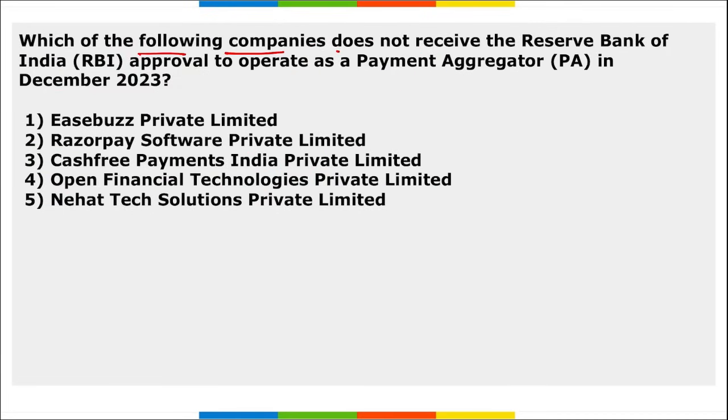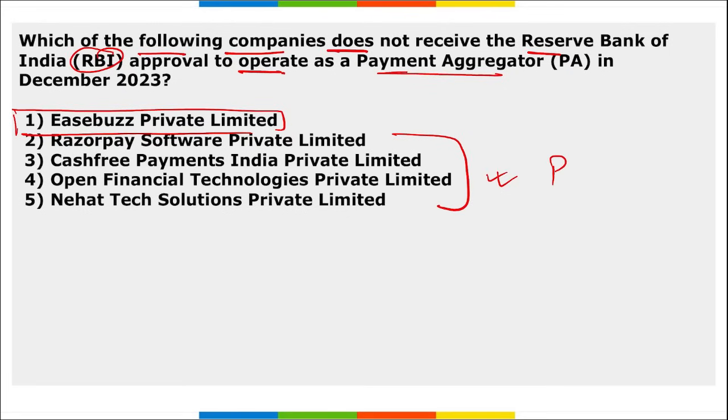Next, which of the following companies did not receive RBI approval to operate as a payment aggregator? So among these, except Easebuzz Private Limited, all of these 4 organizations received the RBI approval to operate as payment aggregator.